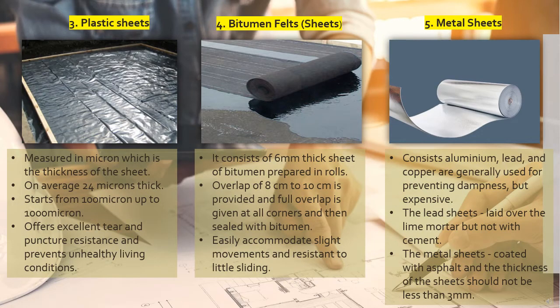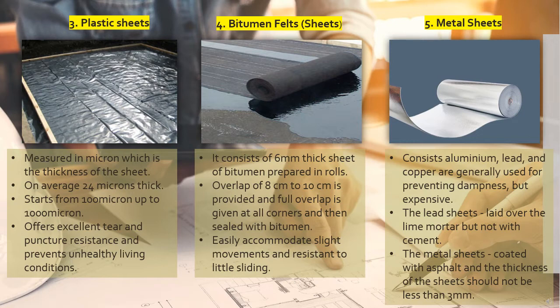Third is plastic sheet. Plastic sheet is measured in microns, which is the thickness of the sheet. A heavy-duty sheet is on average 24 microns thick. The plastic sheet supply starts from 100 micron up to 1000 micron. The plastic sheet offers excellent tear and puncture resistance and prevents unhealthy living conditions caused by rising moisture.